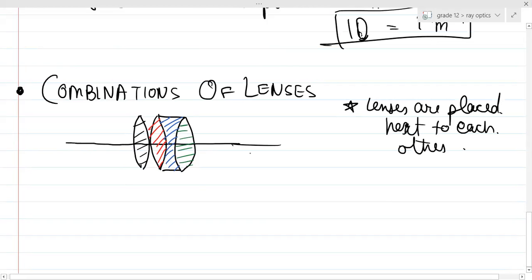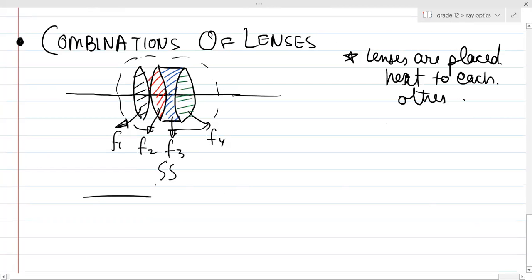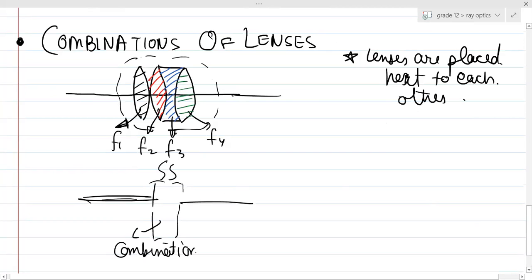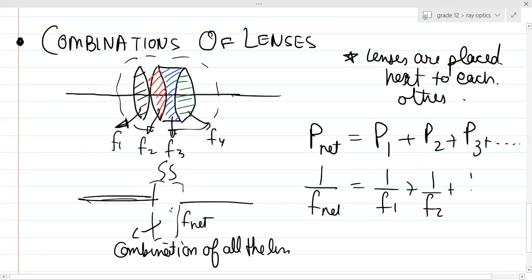You'll consider this as one optical device, and suppose if I say the focal length of this is f1, the focal length of this is f2, the focal length of this lens is f3, and the focal length of this is f4. If I want to combine all of them into a single optical device, it can be a concave lens or a concave mirror depending upon the focal length. So if I want to find out what is the combination of all the lenses, then I'll say the power of the combination is basically P net. If you remember, P net is equal to P1 plus P2 plus P3, right? So P net is basically P1 plus P2 plus P3 and so on. Similarly, what will be the net focal length of this combination? It will be 1 by f1 plus 1 by f2 plus 1 by f3 and so on. Is it clear, guys?